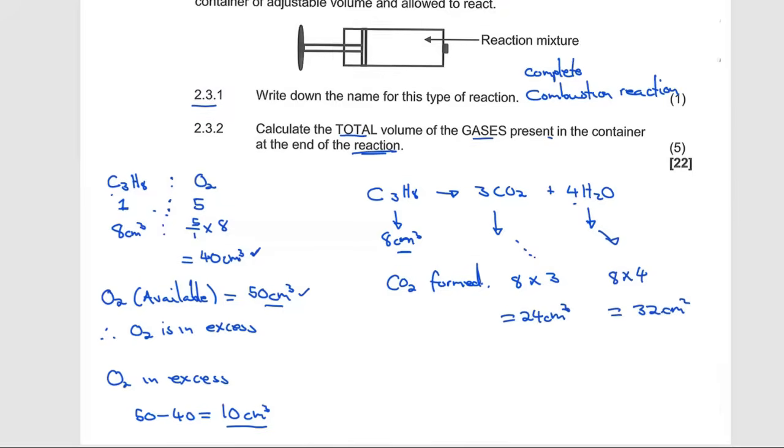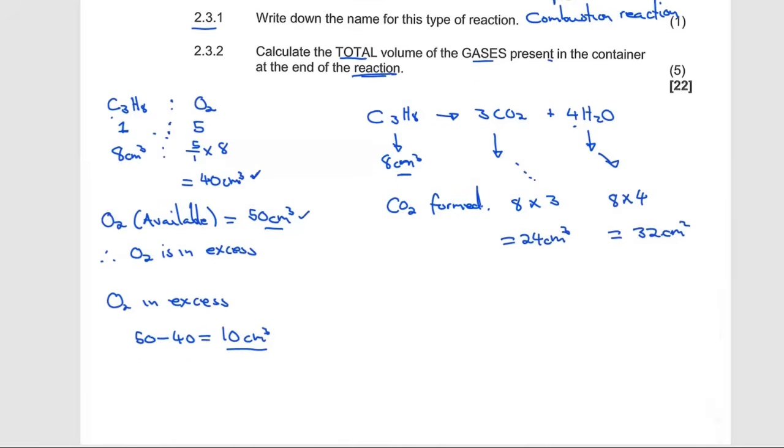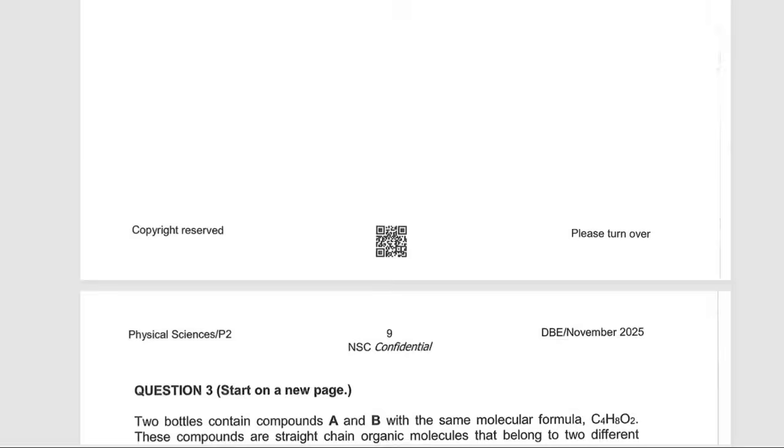So now what I'm supposed to do is to calculate the total volume of the gases present in the container at the end of the reaction, right? So total there, I'm going to add all these values, right? So this is equivalent to 10 plus my 24 there, plus the last one, which is 32, right? So if we do our math there, I'm going to get a value of 66. Yes, I think it's 66 cubic centimeters, right? So you can convert it to dm cubed if there is any need there.